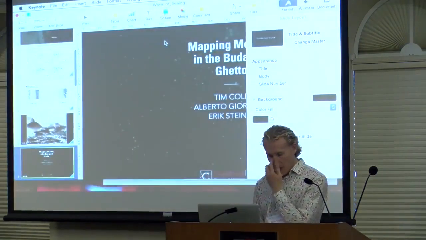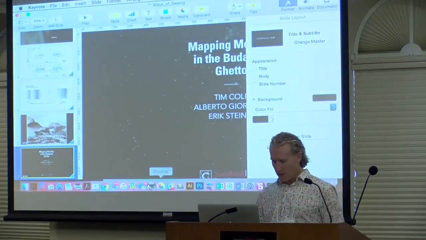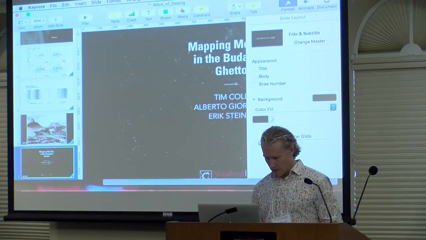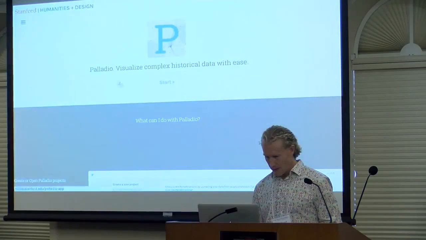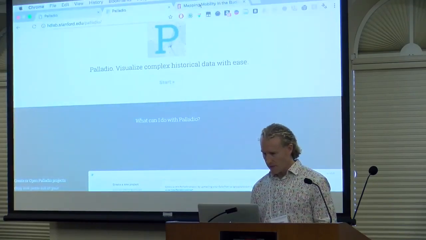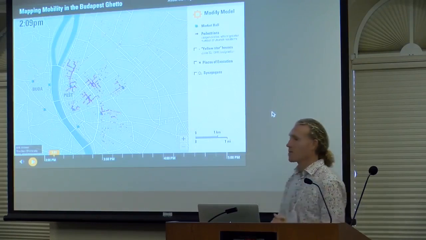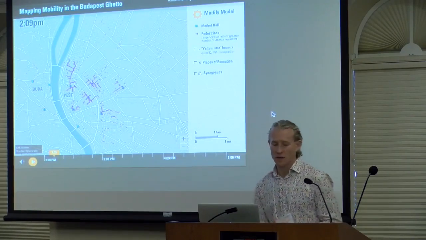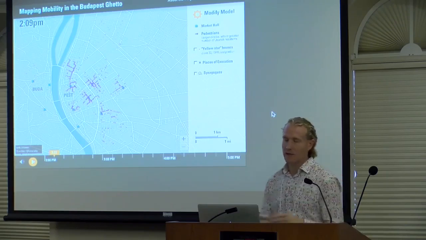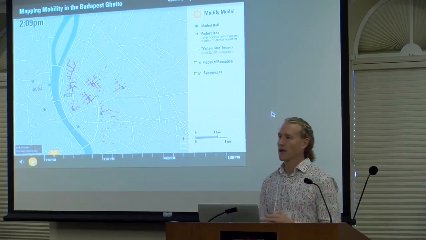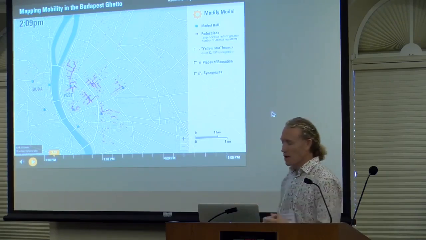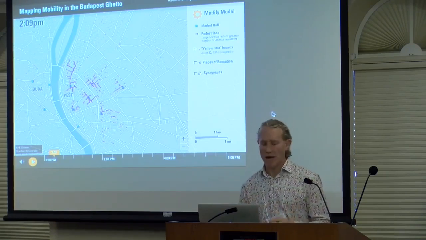I just have a few more minutes here, and I want to jump over to this example that picks up on some of Alberto's work on the Budapest ghetto. This is another effort to bring in dynamism, bring in our awareness of the complexities of these patterns.